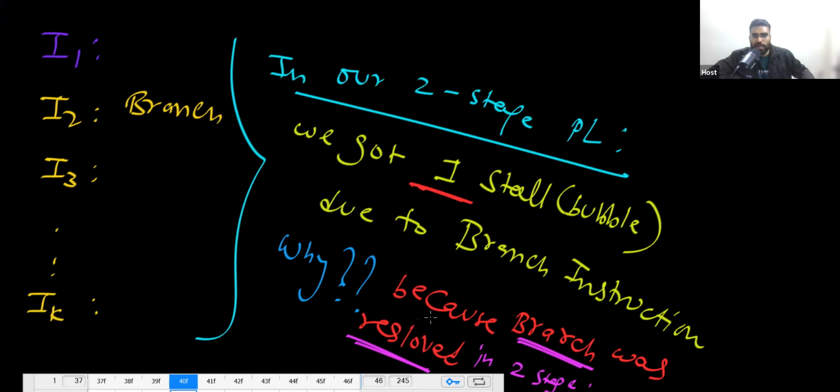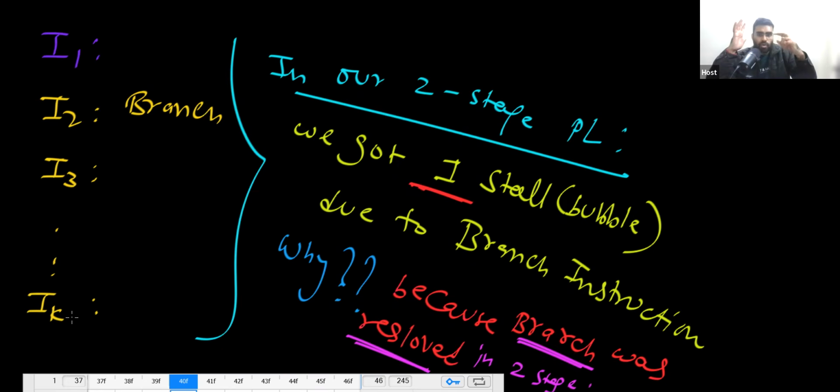So you are getting one bubble because in the second stage, we are resolving the branch. In the second stage, we are finding out where to go, which instruction to execute, which instruction to flush. All these things we are finding out in the second stage. That is the reason we are getting one bubble in the pipeline. So when you are finding out in the second stage, already one unwanted guest has come in your party. Clear? Can you do the visualization? Please tell me. Just visualize.